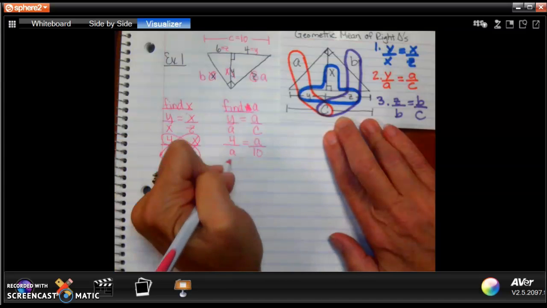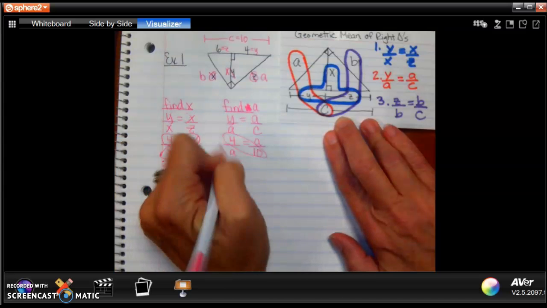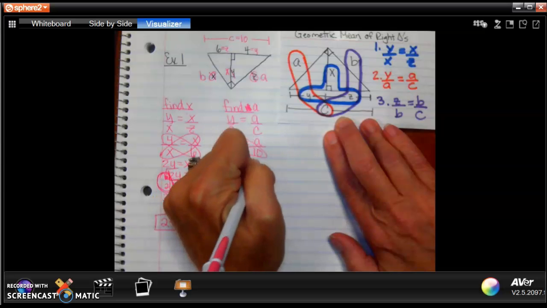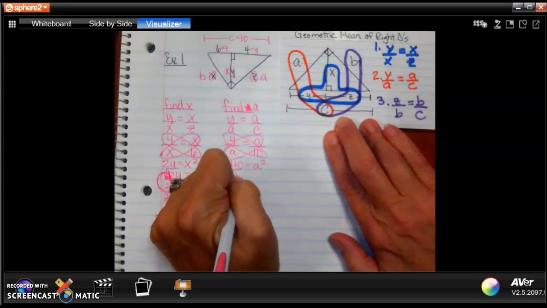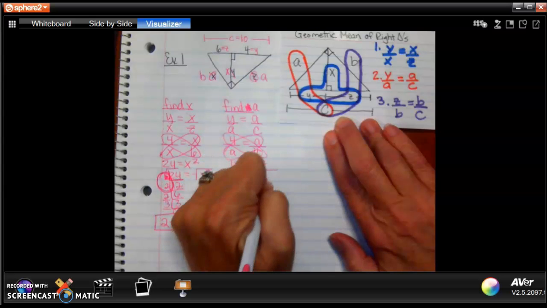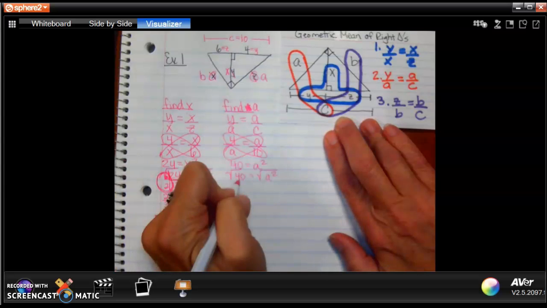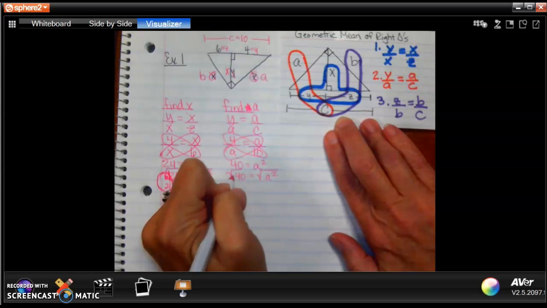Then I'm going to solve for my proportion. I'm going to cross multiply. 40 equals a squared. Then I'm going to square root both sides. And then I'm going to simplify my radical.